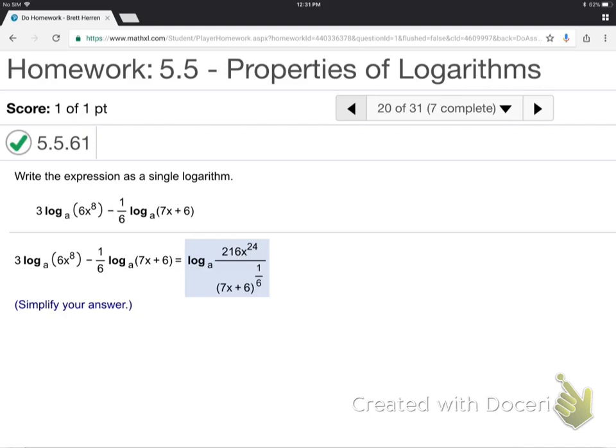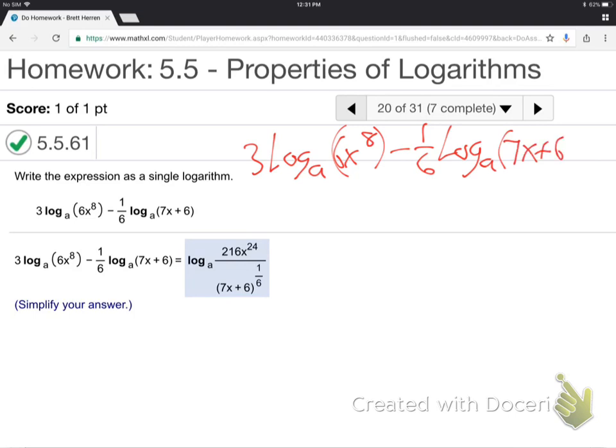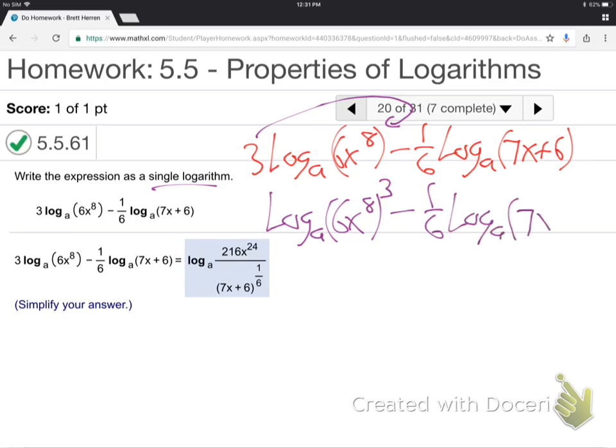In fact, I can do that one quick with you. All you do is here, I'll write it out. 3 log base A, 6x to the 8th, minus 1/6, log base A, 7x plus 6. Okay. So we're making it into a single log. Putting it together into one log. So that 3, he goes to the power, doesn't he? Getting the hang of all that stuff. So log base A, 6x to the 8th to the 3. Is that good? Third power up there?